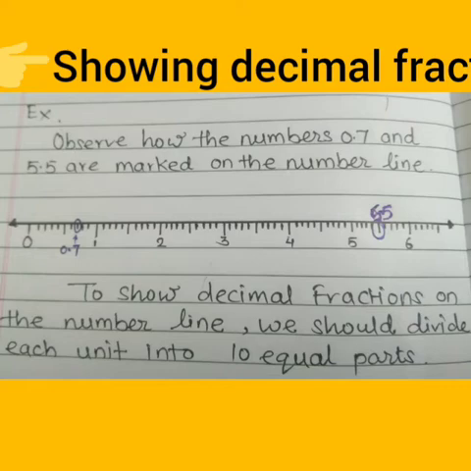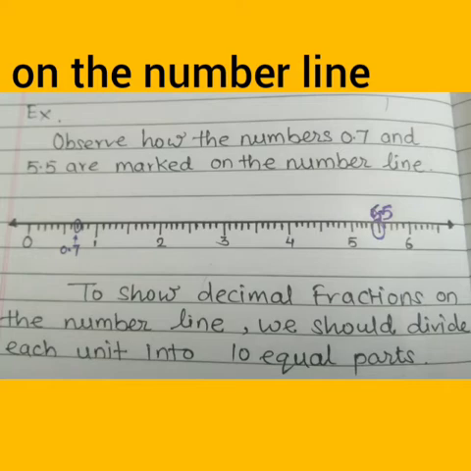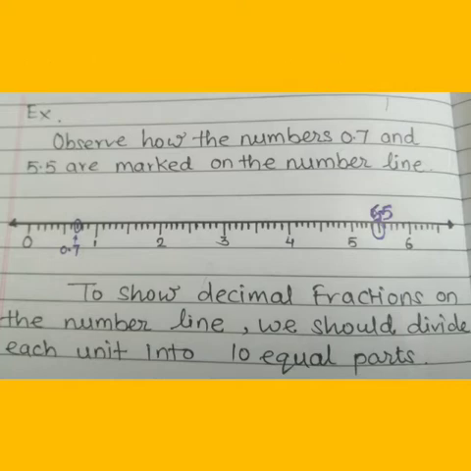So let us start. For example, observe how the numbers 0.7 and 5.5 are marked on the number line. To show decimal fractions on the number line, we should divide each unit into 10 equal parts. That means the distance from 0 to 1, 1 to 2, etc. are 10 parts.